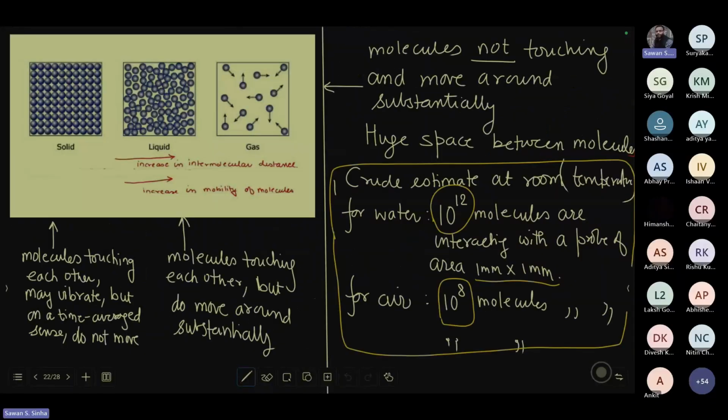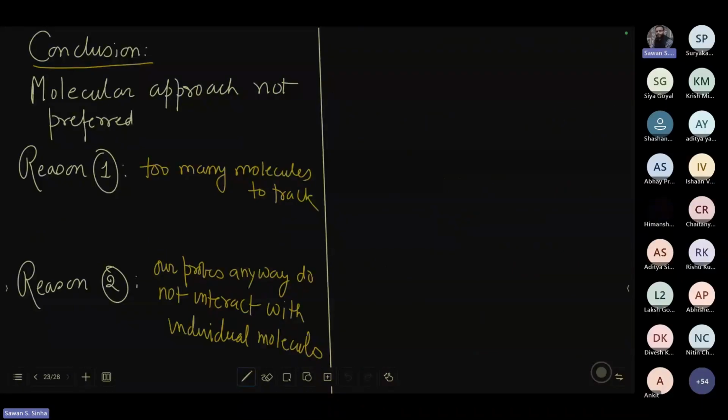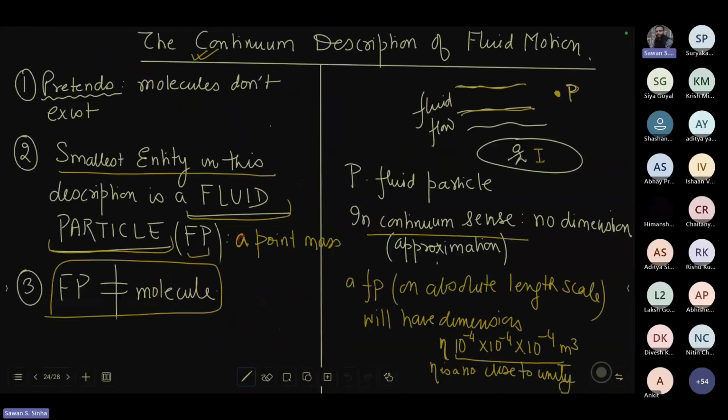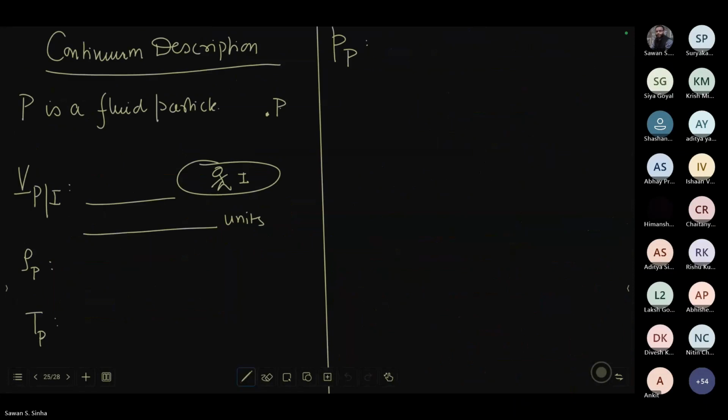But for continuum description, we will not worry about this part. On absolute scale, what is the dimension, we will never worry about in continuum description. We will just consider this to be a point mass. And once we have considered a point mass, calling that a fluid particle, then we will associate a velocity with that fluid particle.